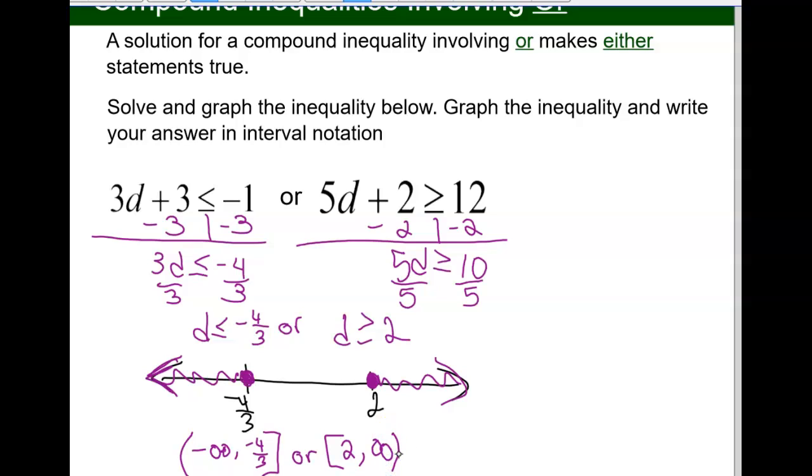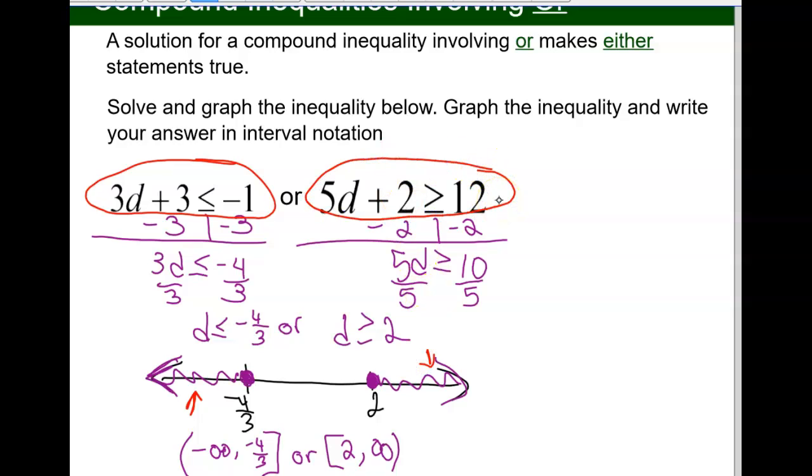So what we're saying is if d is somewhere over here, well, that's going to make this inequality true. So it's a solution to this compound inequality. But if d is something over here, like 5, that makes this inequality true. And that's how we solve compound inequalities.